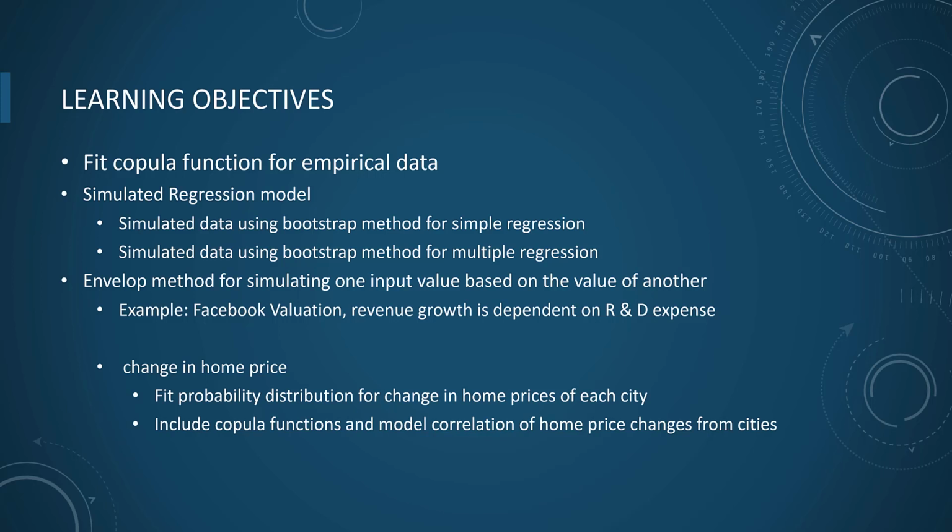We already looked at copula and all that. So here is another method, an envelope method, where you simulate one variable, for example here the R&D expense. You simulate the R&D expense, and based on the simulated value of the R&D expense, you plug that into an envelope function, and the envelope function's parameters are determined by the simulated value of the R&D expense, and from that you simulate your revenue growth. So it's another way, instead of correlations, of using an envelope method.